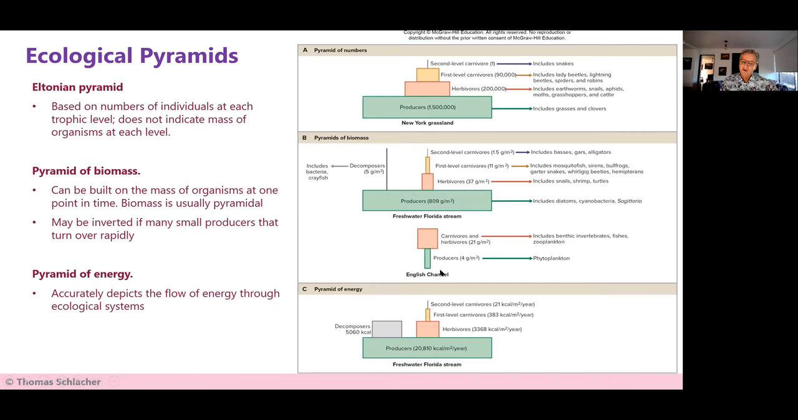For instance, if you look at a system like in the English Channel, which is basically fueled by phytoplankton, how come we have fewer plants than we have animals?